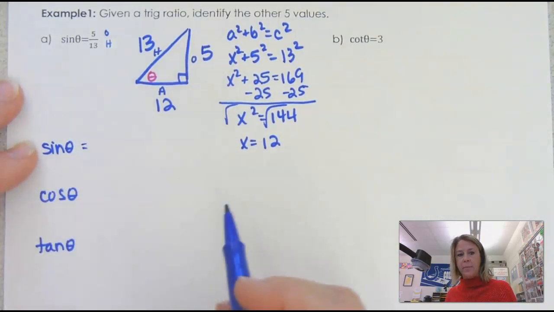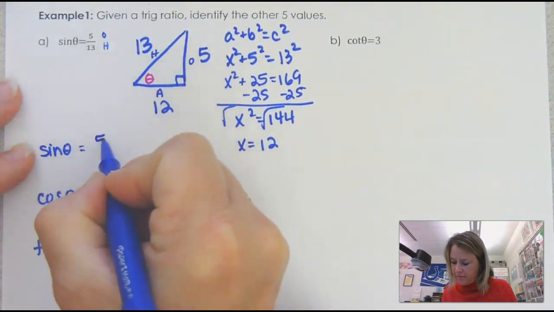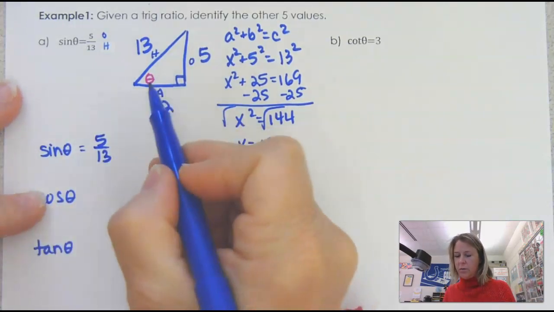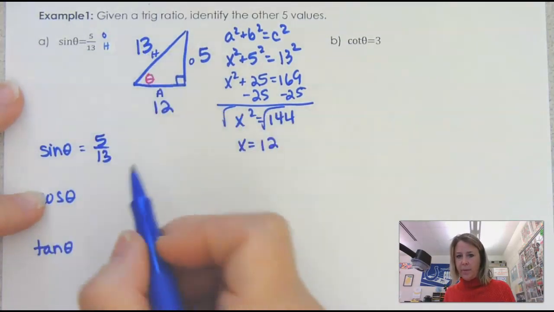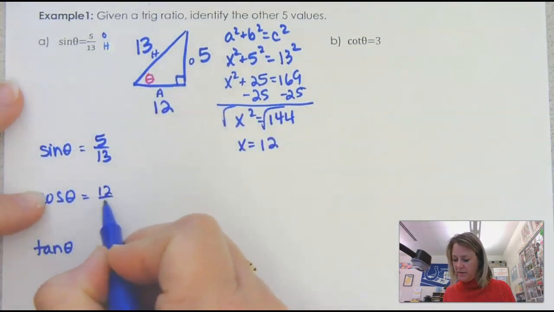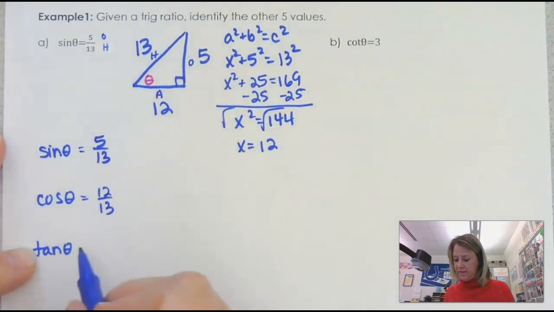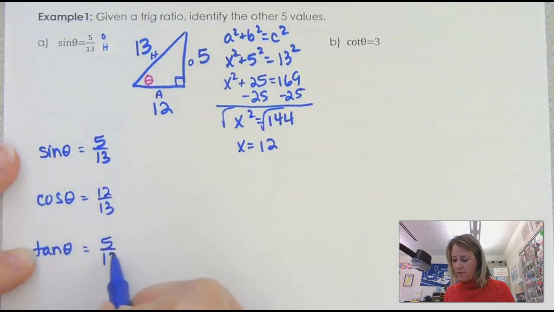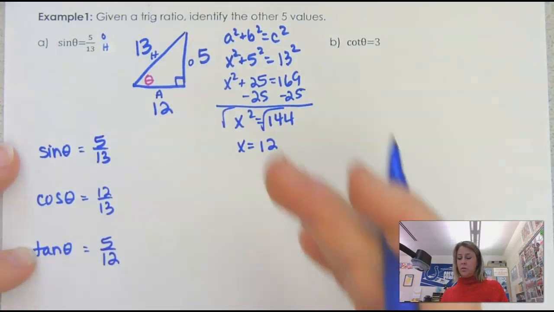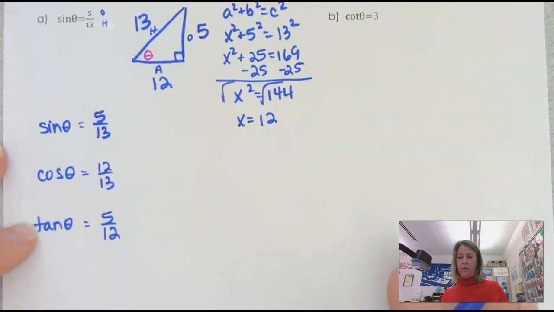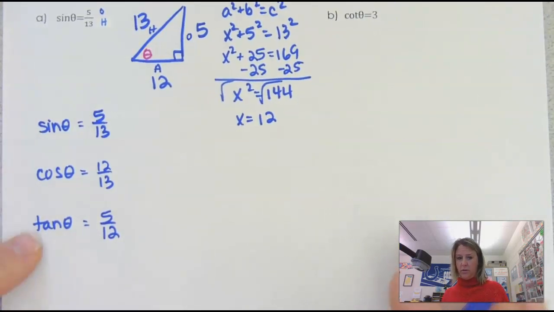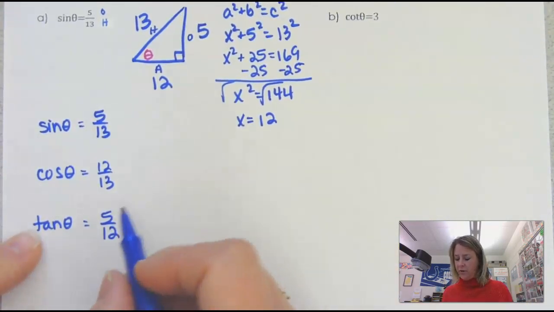So sine is opposite over hypotenuse, which they gave us. It's 5 over 13. Cosine is adjacent over hypotenuse, so that's 12 over 13. And then tangent is the opposite over the adjacent, and that's 5 over 12. So now I'm going to go through and do the secant, cosecant, cotangent. So, see if you can try to figure out what matches up.